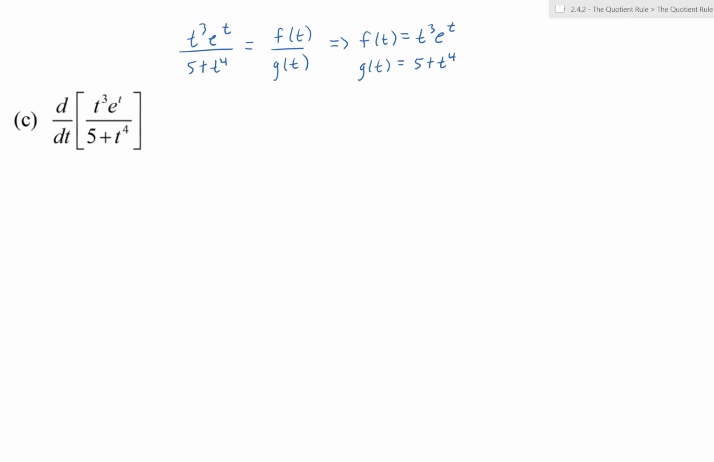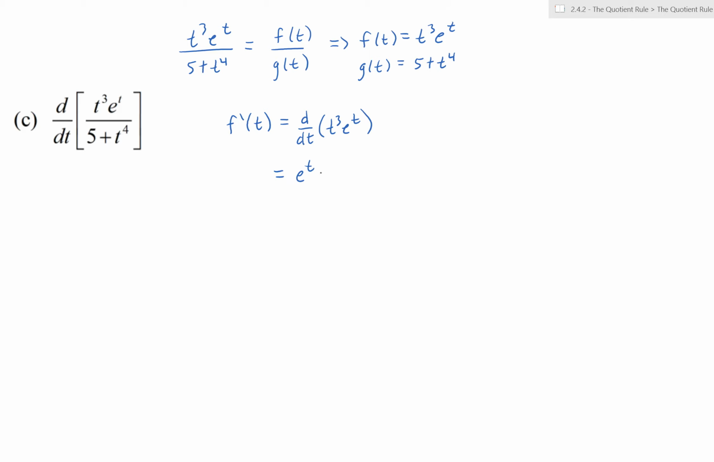And then we're going to have to find their individual derivatives, again, to apply the quotient rule. So I'm going to do that. And to find f prime of t, notice that I am going to differentiate the function t cubed e to the t with respect to t. So there I'm going to use my product rule. So what does the product rule tell us?